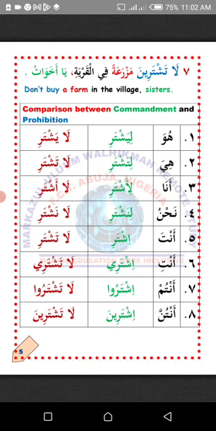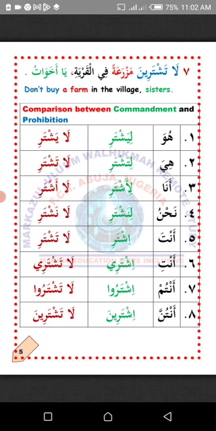Number seven: لا تشترين مزرعة في القرية يا أخوات. لا تشترين مزرعة, don't buy a farm, في القرية, in the village.